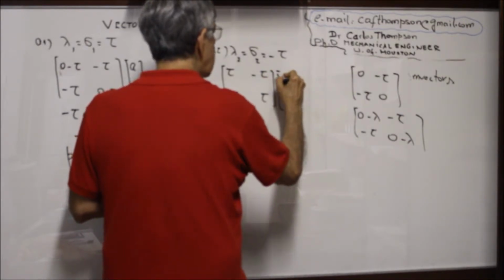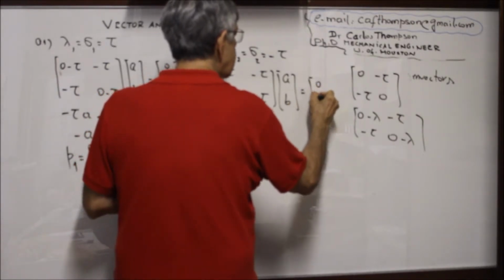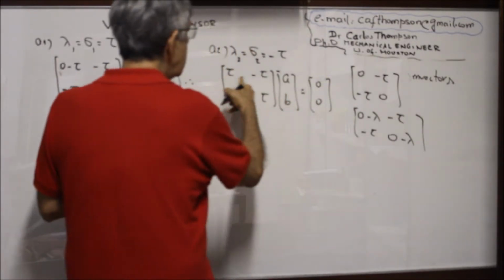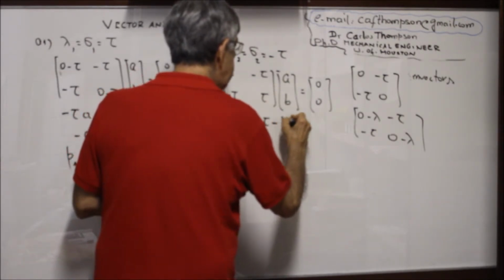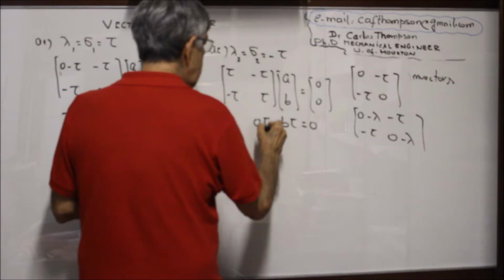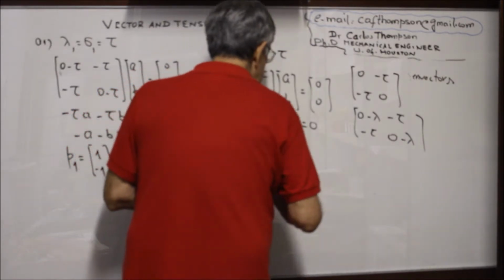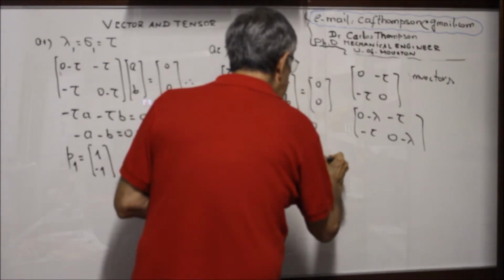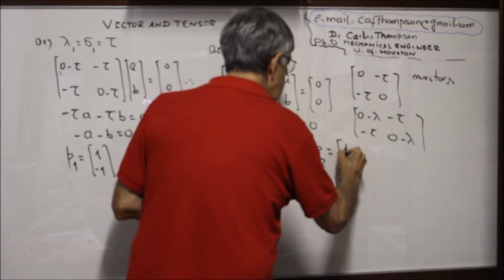Let's solve this homogeneous equation here. So this is 0, 0. Now here, A tau minus B tau is equal to 0. Let's cancel, so A is equal to B. Now, the second eigenvector could be 1, 1.